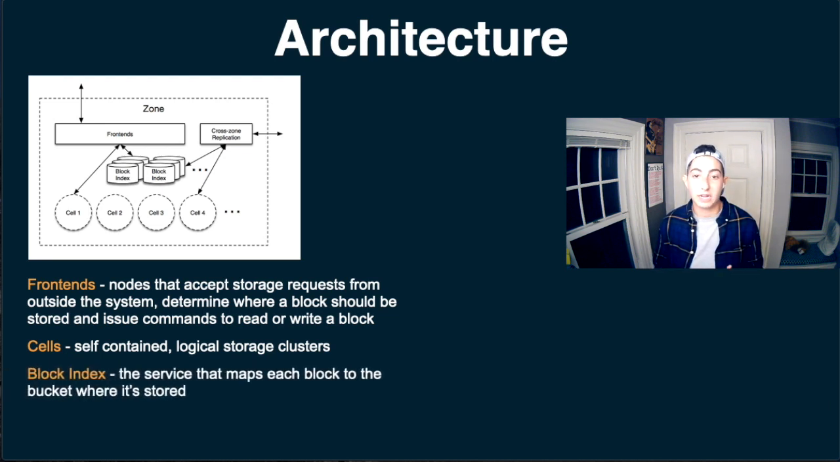And then there's the block index, which is the service that maps each block to the bucket where it's stored. This is, I believe, like a MySQL database or a cluster. You can see there are a bunch of them here. It's just keeping track of which bucket a block belongs to, so that the front ends can talk to the block index and know where and how to get or put the data into the cells.